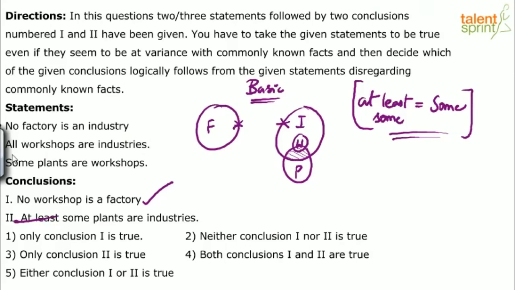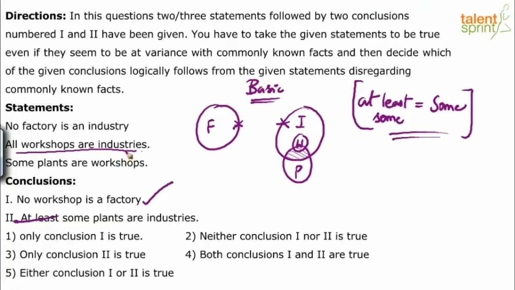See, remember, all workshops are industries. The second statement here, all workshops are industries. Whenever you have a statement which says all A's are B's, A's can be replaced with B's. All workshops are industries means what? Wherever you have workshop, you can write industries there. Blindly, you can write industries there. See, wherever we have industries, that cannot be replaced with workshops, but workshops can be replaced with industries.